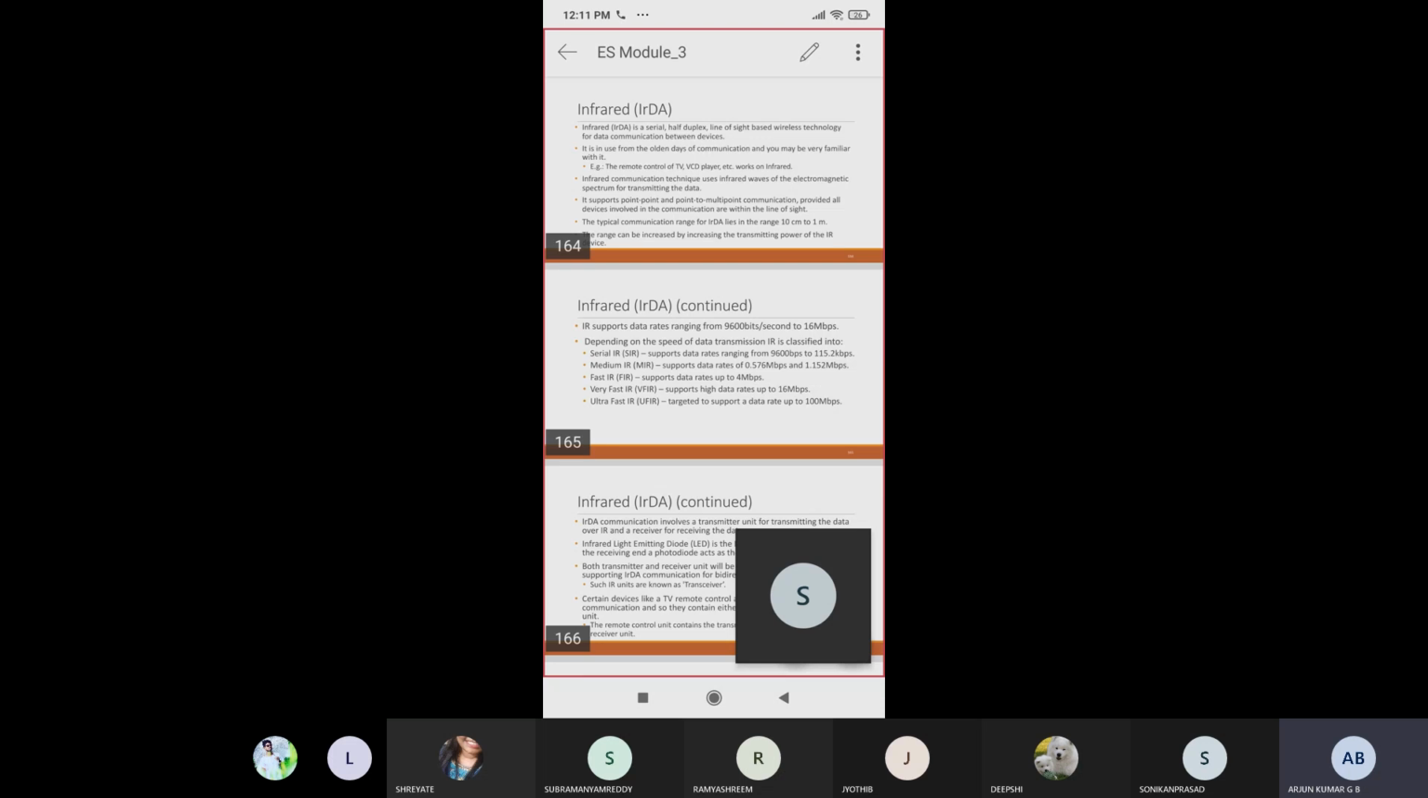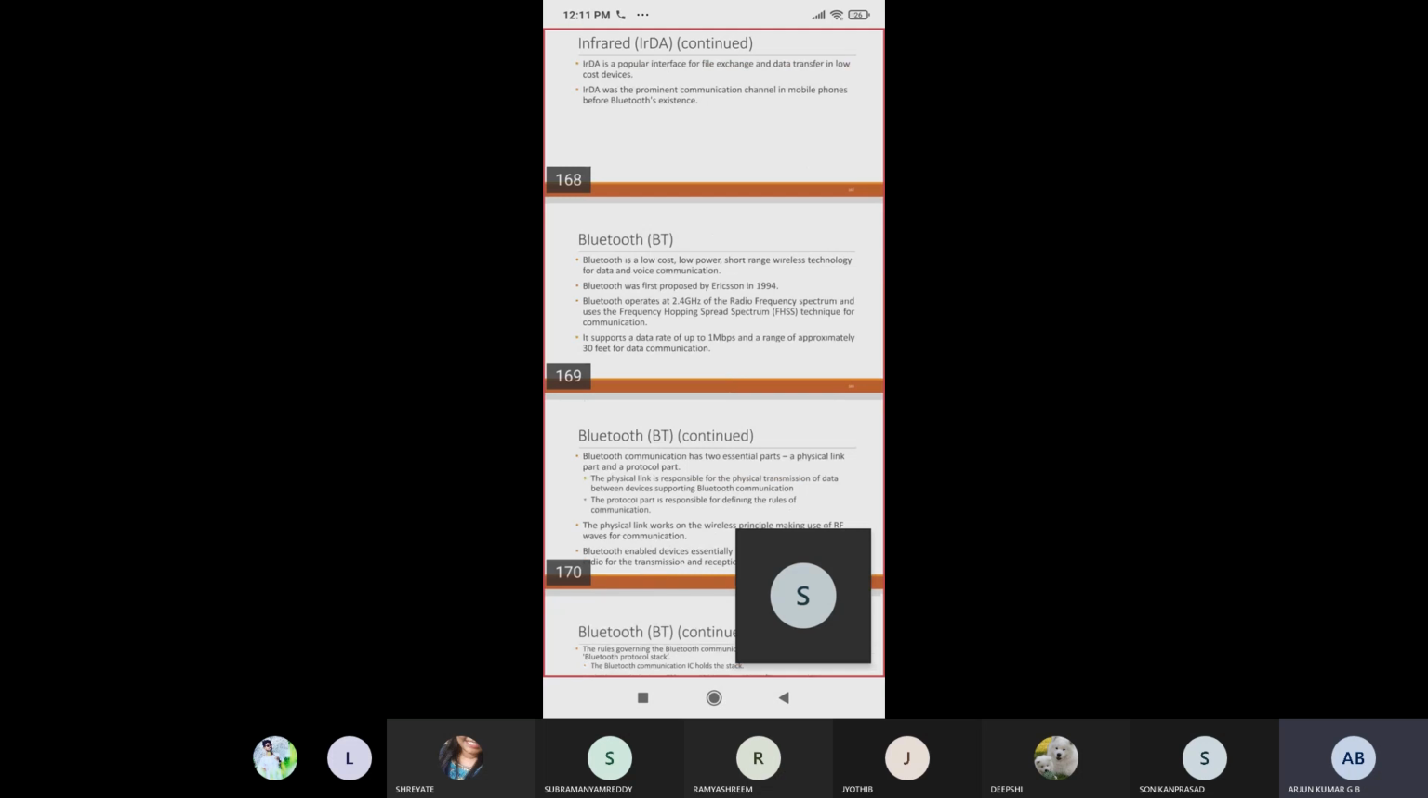Next, one more important communication interface is Bluetooth. It is also a wireless technology. In every phone, Bluetooth technology is built in. The cost is low, it consumes low power, and it is used for short ranges. Bluetooth is a low-cost, low-power, short-range wireless technology for data and voice communication. It was proposed in 1994.